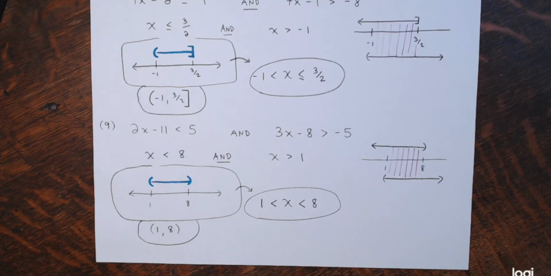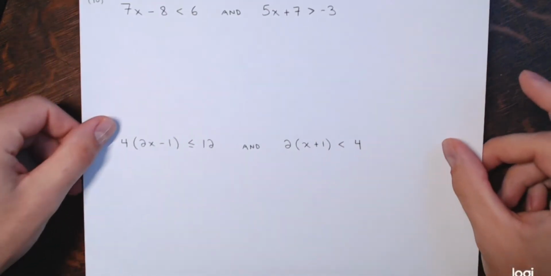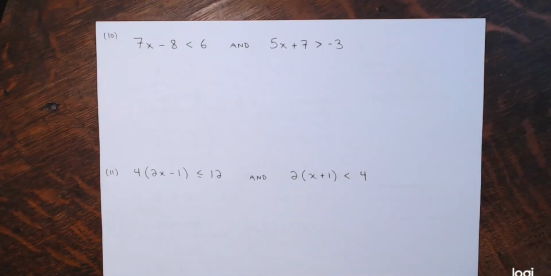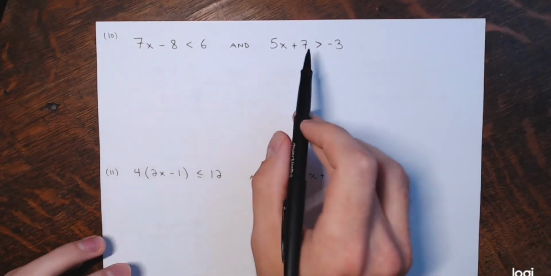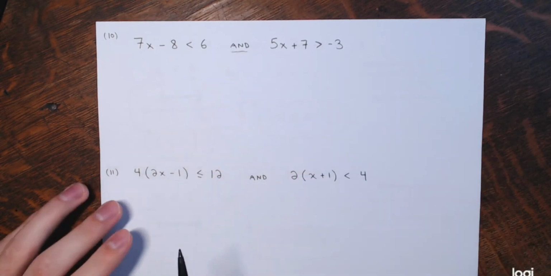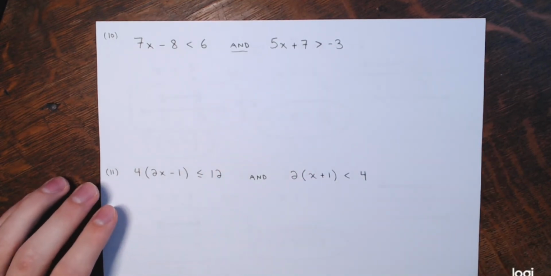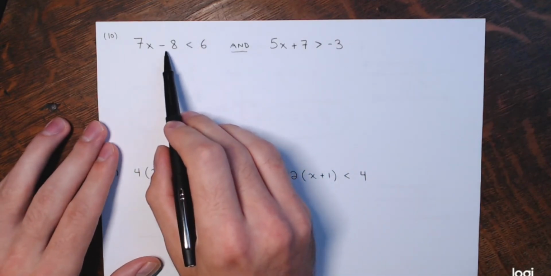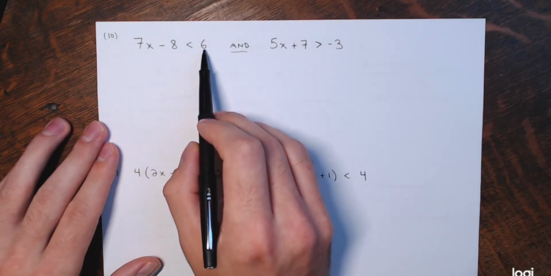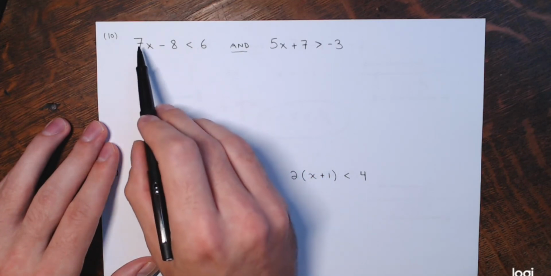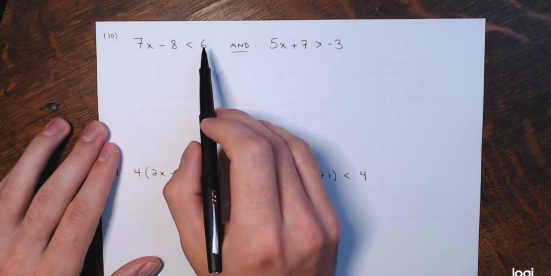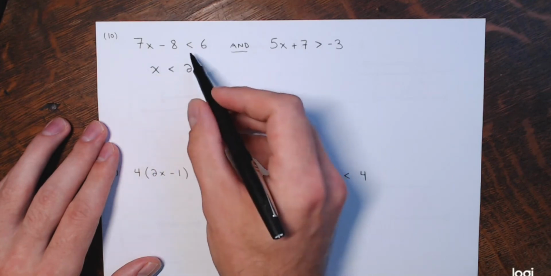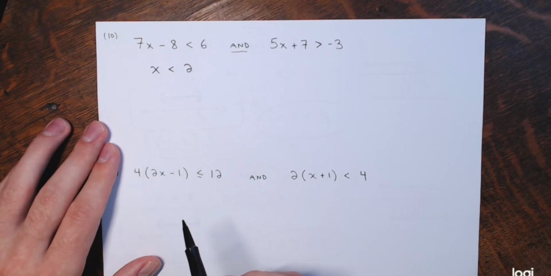Okay, example 10. So again, I'm going to solve both inequalities. They're also connected by the word and, making it a compound inequality. All right, so for this side, add 8 to give me 14 on the right, and then divide by 7. 14 divided by 7 is 2. So x is less than 2, right, and the inequality wouldn't have flipped. I didn't multiply or divide by a negative.